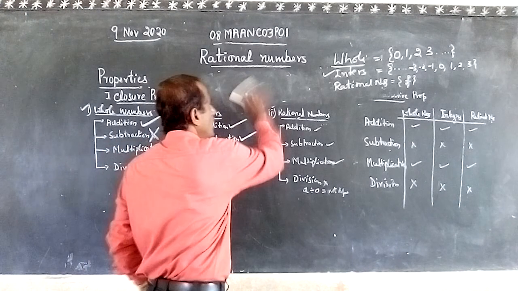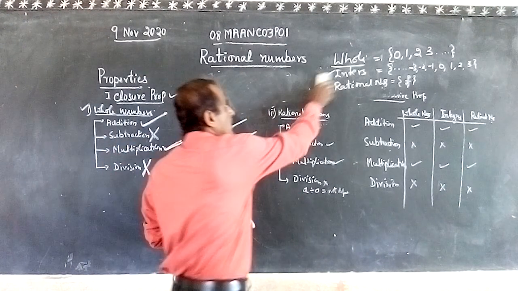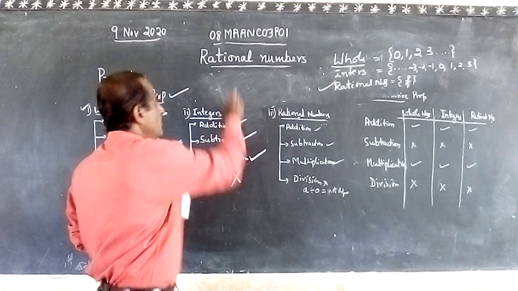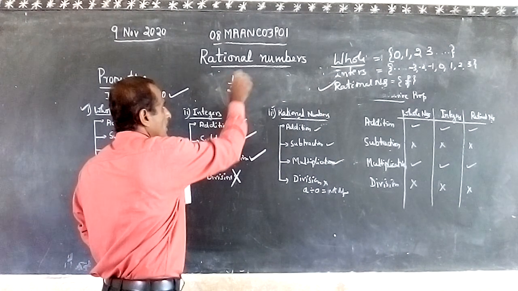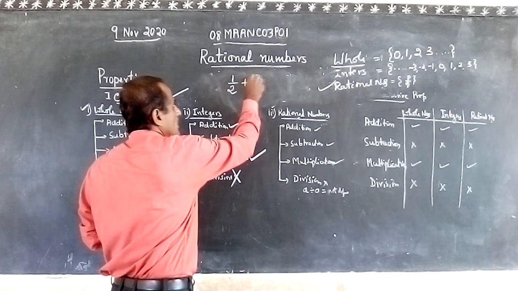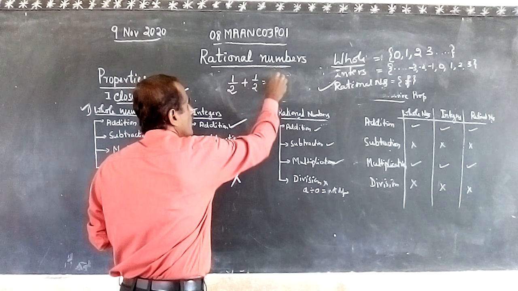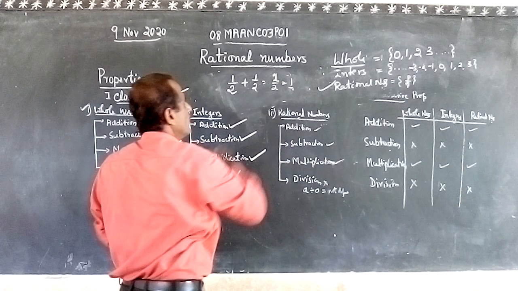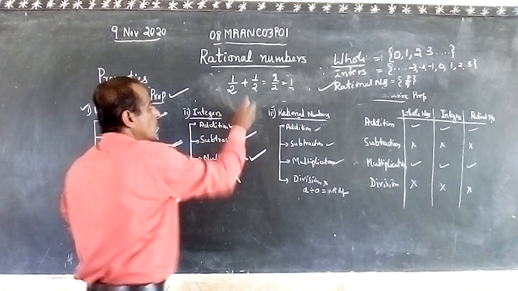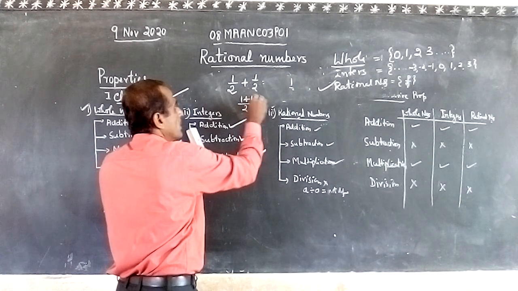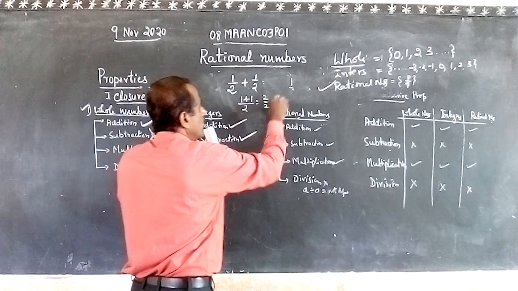Next, let us come to rational numbers. What about rational numbers? For addition, if you add any two rational numbers, see, 1 by 2 is a rational number. If you add another rational number, say 1 by 2, how to add this? 2 is the LCM. So 1 plus 1 is equal to 2 by 2. So 2 by 2 is equal to 1.